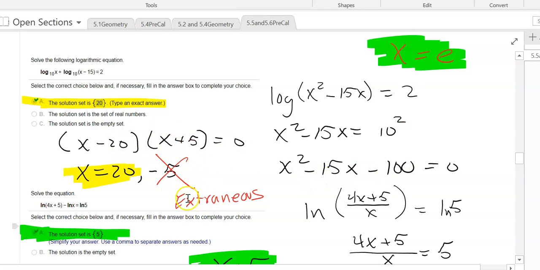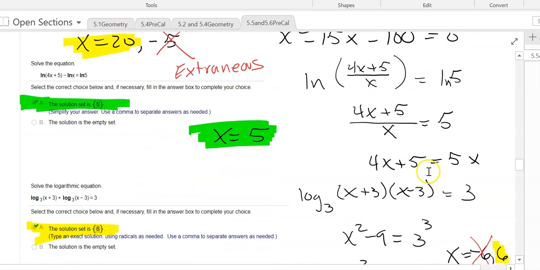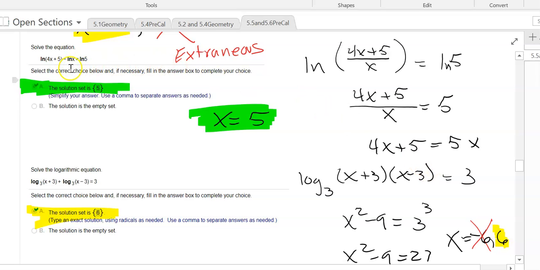And here we have an issue where we have an extraneous solution. So if we put in -5 into the original equation, we cannot have a log of a negative number. And therefore, our answer is only 20. That'll happen a couple times. And here, we're subtracting, so that means we're dividing those things. And then we can just say that this is equal to this. Solve for x.